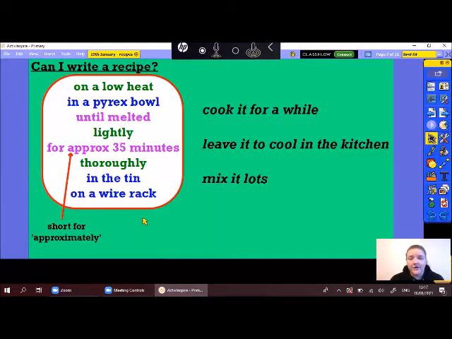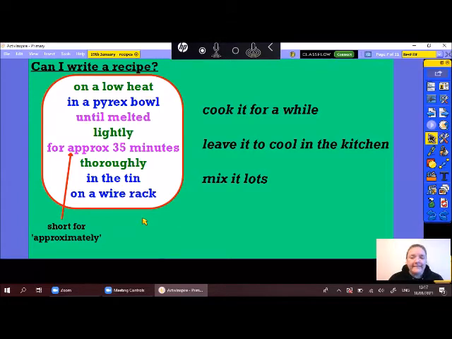Again, have a look at my 3 instructions that I've written. See if you can put in a much more specific adverbial that helps the person making the recipe. The first one, cook it for a while. Well, that's no good. How long is a while? You might end up eating raw cake mix or you might end up burning it to a crisp. So you need to be more specific. Cook it for approximately 35 minutes. Approximately just means roughly.